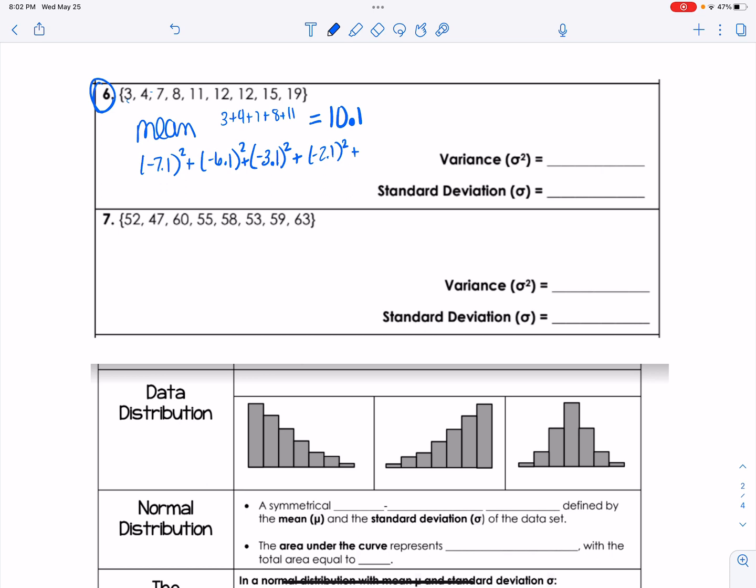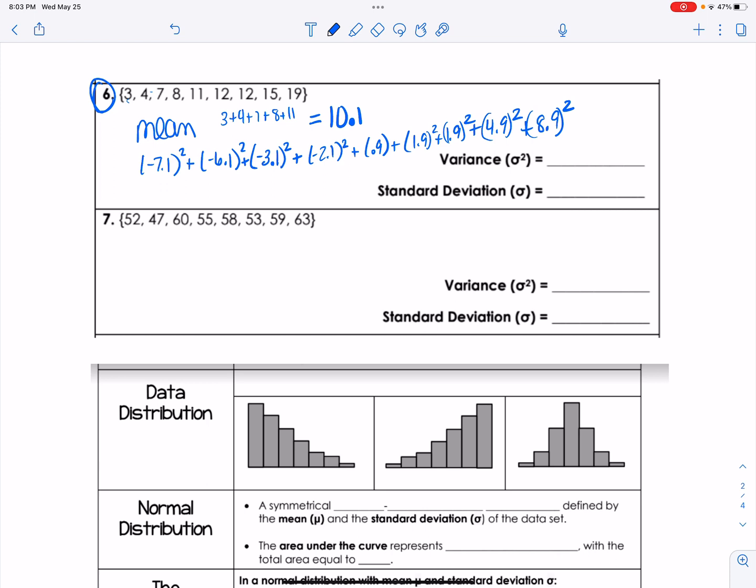And then I'm going to do 11 minus 10.1. I get 0.9 squared. And then 12, so that would be 1.9 squared plus 1.9 squared, 15 minus 10.1 ends up being 4.9 squared. And then 19 minus 10.1. So you're just seeing how far each point is from the mean, but some of them are below and some of them are above, so you're going to square them so they're all positive.